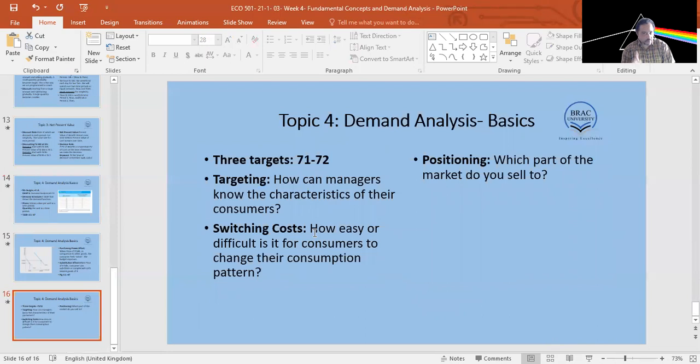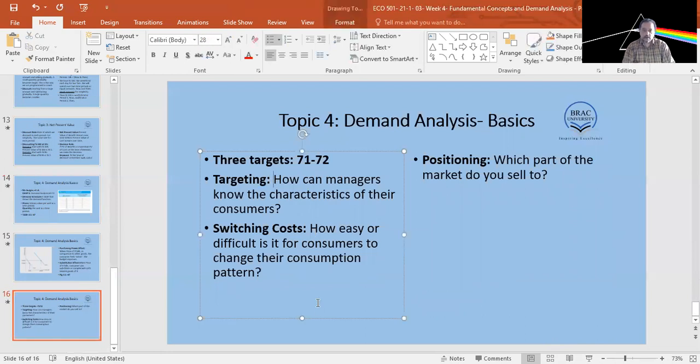The only three things that we need to keep in mind is we have three targets. Number one, if we know the characteristics of our consumers, i.e., what type of family they belong to, what type of social background they belong to, how many people do they have in the house, do they have a car in the house. Once we know these characteristics, we can target a particular group of customers.